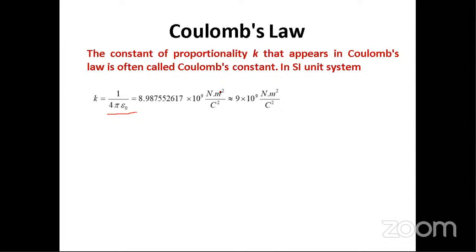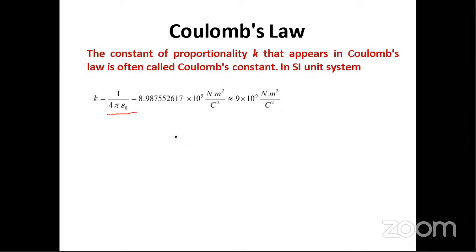Frequently you have to remember this value. What is the value of epsilon 0? It is 8.854 into 10 to the power minus 12 farad per meter.